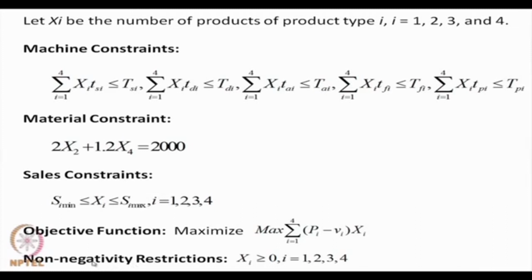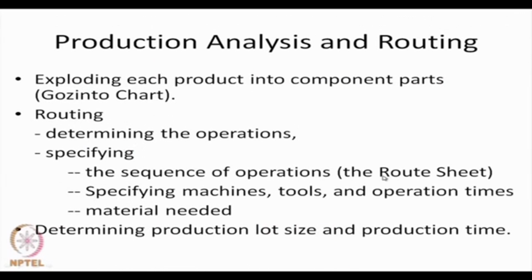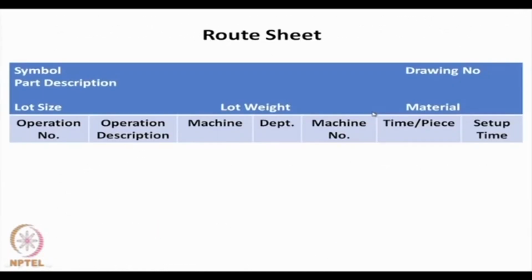and then we had the non-negativity restrictions, that the number of units of product i has to be greater than or equal to 0. Then we discussed production analysis and routing. In this case, we talked about the route sheet.